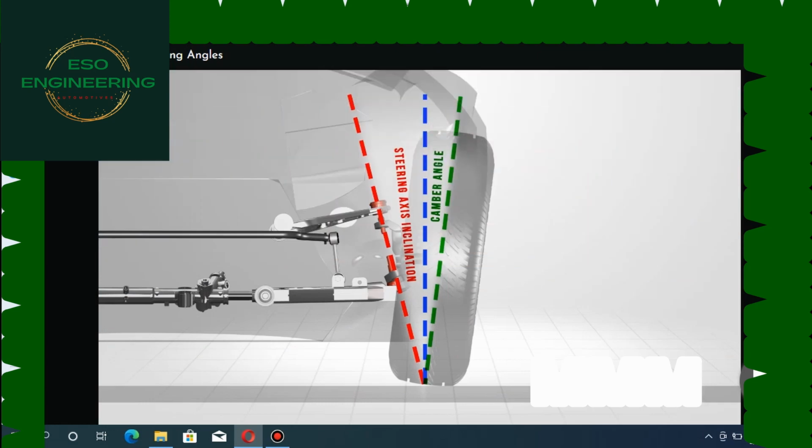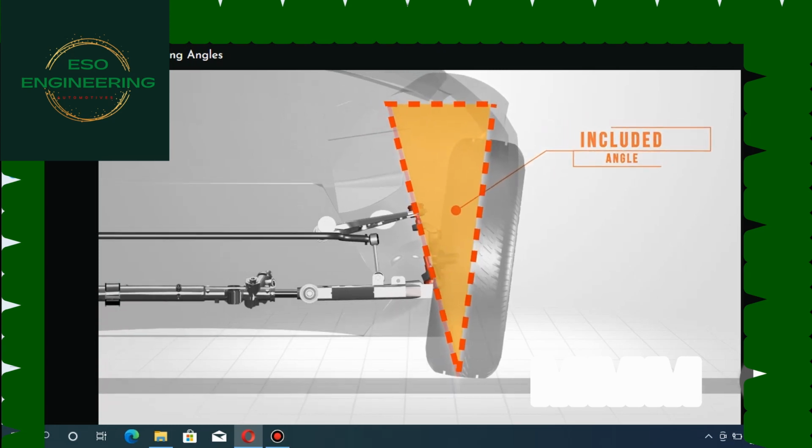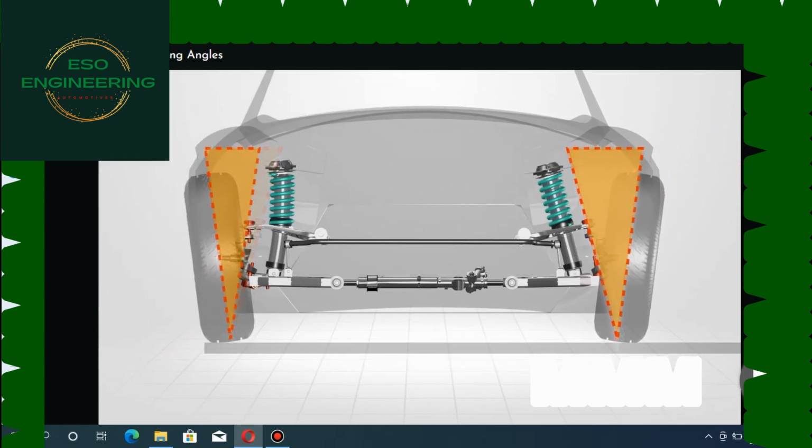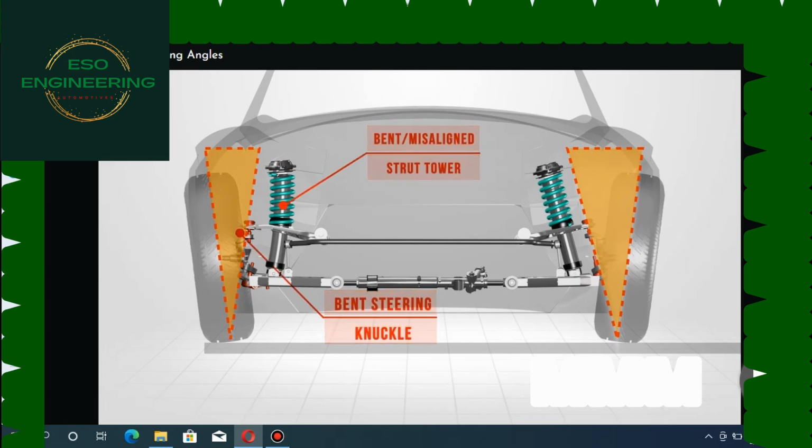Included angle is not a measured angle, but a calculated angle. If we add the SAI and the camber angle, we end up with the included angle. This angle should be equal on both sides of the vehicle. Incorrect included angles can be indications of a bent steering knuckle or a bent or misaligned strut tower.